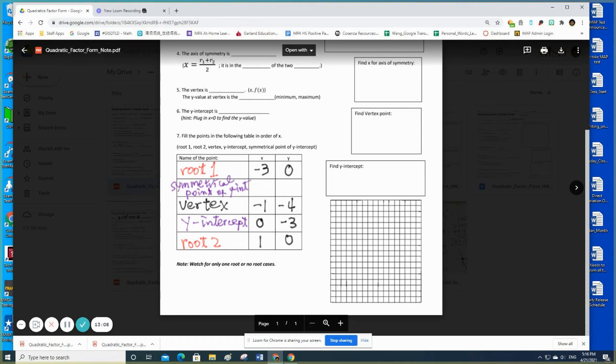Now let's think, what do we mean by symmetrical point of the y-intercept? You think of your quadratic like this. We know the 2 roots are negative 3 and 1. So 1, 2, 3, we have negative 3. We have 1 here. So our axis of symmetry is right in the middle, right here.